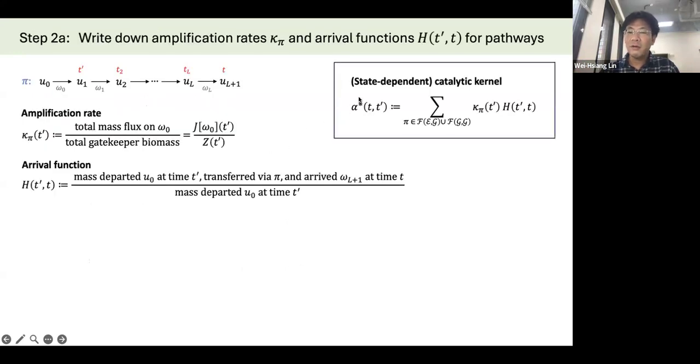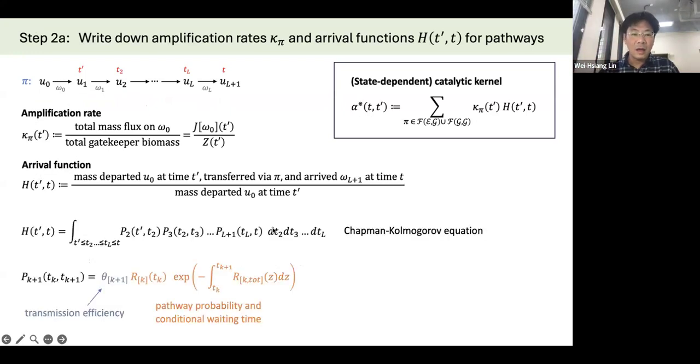So the way we write alpha is by summing up all the pathways I just mentioned, with this amplification, which is the amplification of the first step, and the arrival function, which is the conditional waiting time of going through a certain pathway. And the conditional waiting time can be calculated by a Chapman-Kolmogorov equation. But for a linear system, if we converge to a fixed point, it can be further simplified.